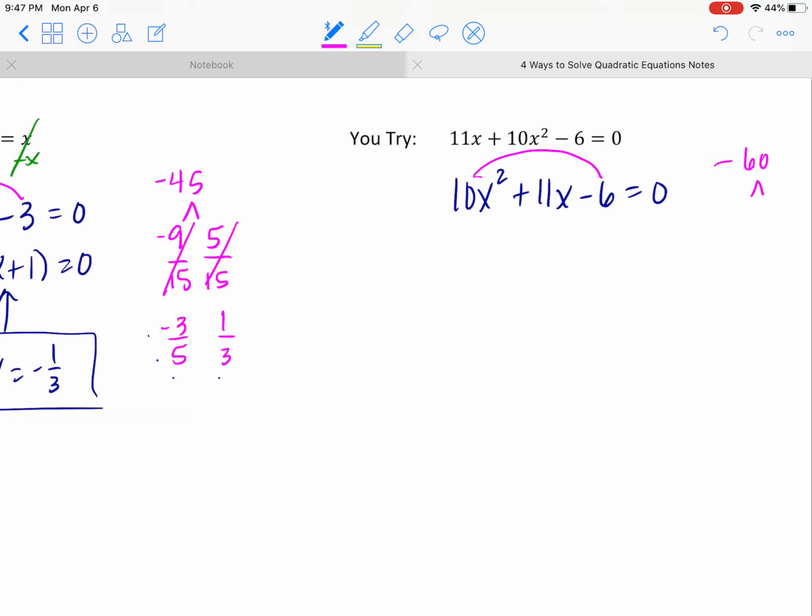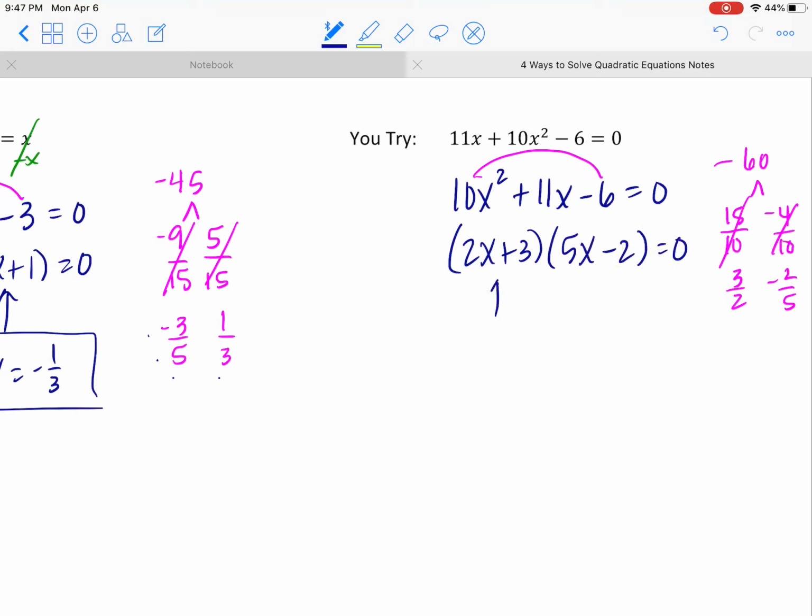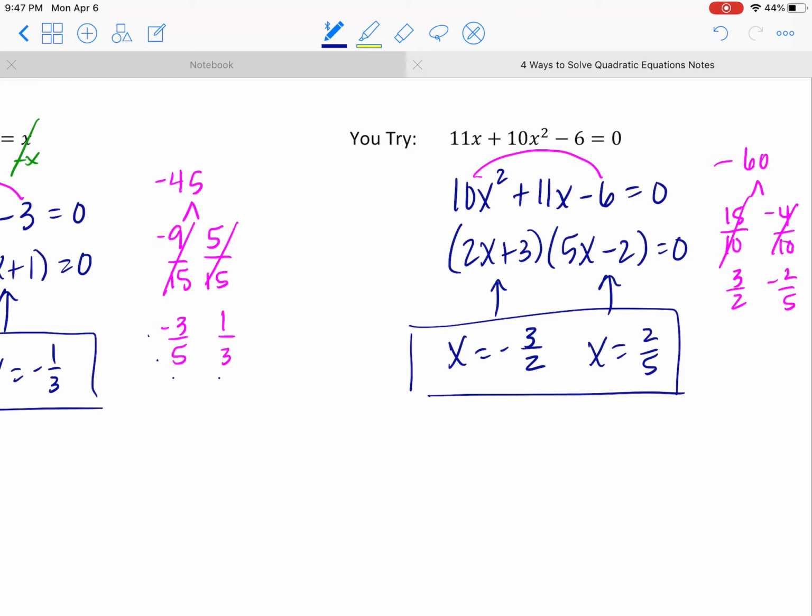Pause if you want. Right? Gotta put this in order first. Multiply 10 and negative 6. Find factors of negative 60 to make 11. Let's see, 15 and negative 4 will do that. Divide by 10. That reduces to 3 over 2. That reduces to negative 2/5. And so this is going to factor into 2x plus 3, 5x minus 2, which means one solution is going to be a negative 3 over 2, and another solution is going to be positive 2/5.